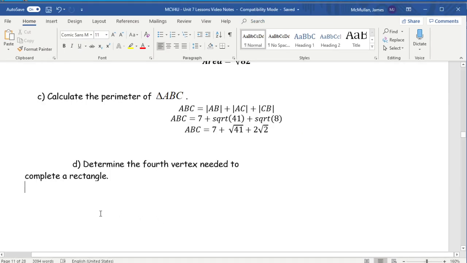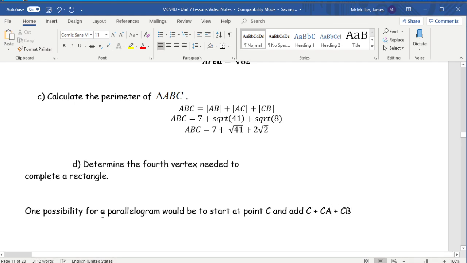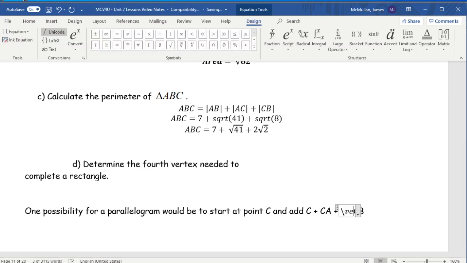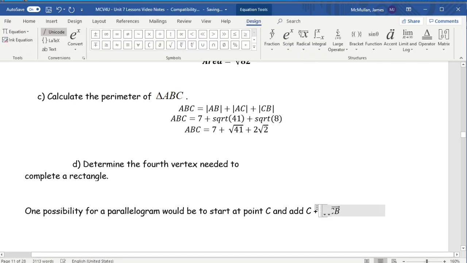So let's just write this down. One possibility for a parallelogram would be to start at point C and add CA. So go C plus vector CA plus vector CB. And again, I am going to put these in vectors so that I'm clear I'm not talking about points. I'm talking about vectors, so vec CB and vec CA.